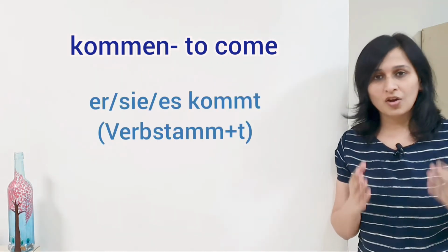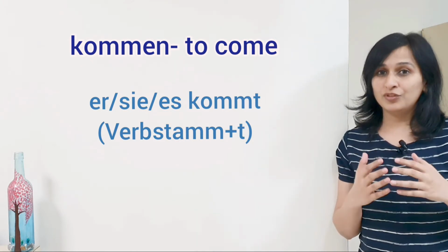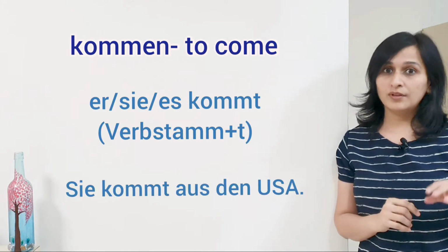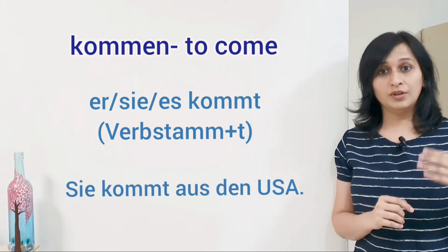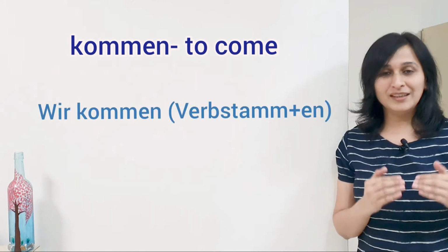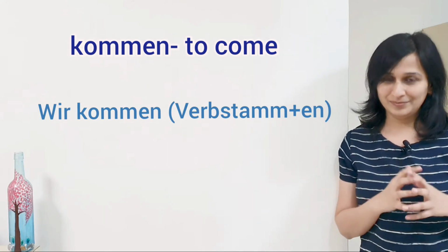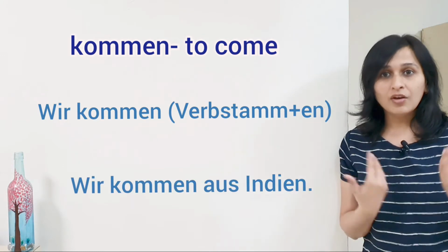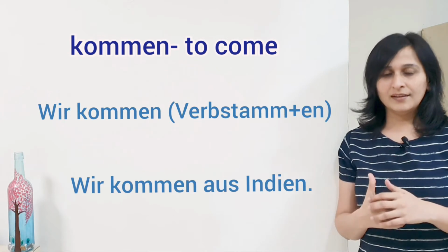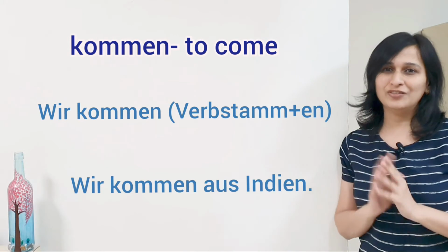Sie, er, es kommt, she, he, it comes. Rule is Verbstamm plus t. Zum Beispiel, sie kommt aus den USA, she comes from the US. Wir kommen, we come. Rule is Verbstamm plus en. Zum Beispiel, wir kommen aus Indien, we come from India. And you can see that the conjugation of the verb kommen for wir is actually just like the infinitive form.